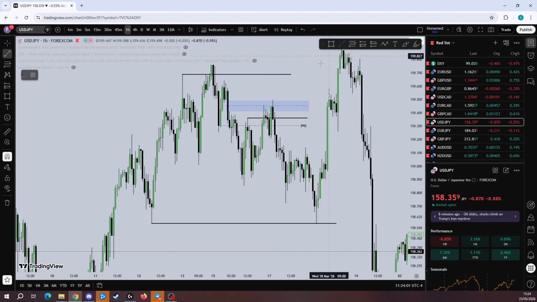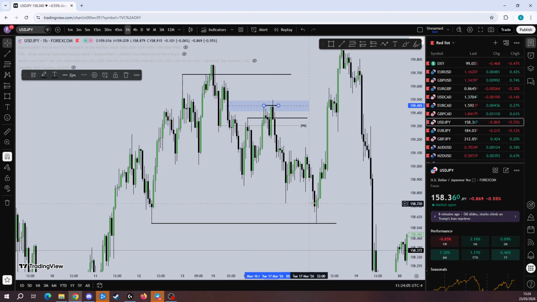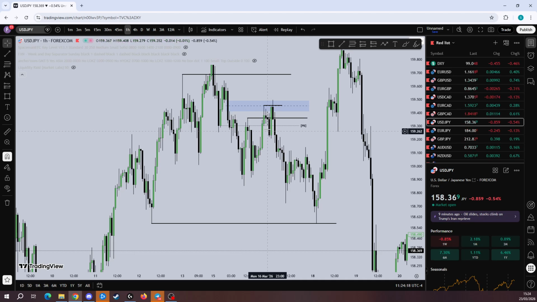And then we swept it in London, right? We swept this high, the Asia highs, into this hourly fair value gap and this 4-hour propulsion block, and then we displaced lower, broke structure, formed this breaker block, this bearish order block, and we also inverted this fair value gap on the 1 hour time frame.